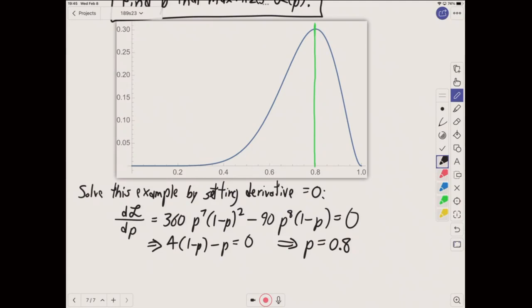This is really not surprising. It should not seem surprising that a coin that is biased to come up heads 80% of the time is the coin that's most likely to produce 8 heads when you do 10 flips. But it's nice to have verified that in a good formal way of doing it.